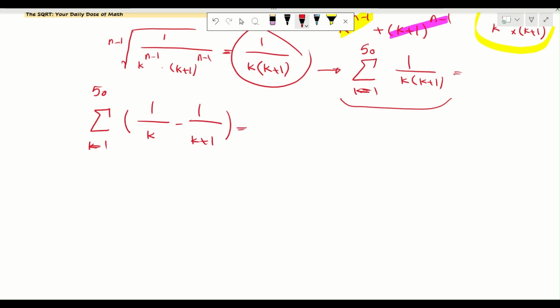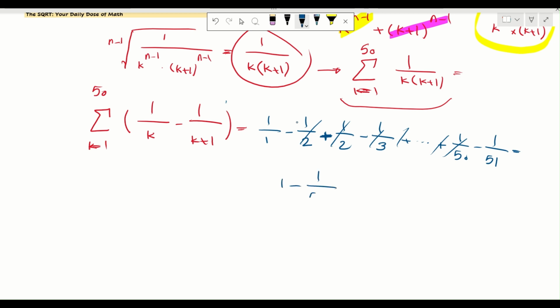And now let's do the simple thing, which is that I can write it as 1 over 1 minus 1 over 2 plus 1 over 2 minus 1 over 3, and so on and so forth. And even if I don't do these things, you can just use whatever you learned in your courses to simplify things. And finally, I have 1 over 50 minus 1 over 51. So the final thing is going to be 1 minus 1 over 51, which is going to be 50 over 51.